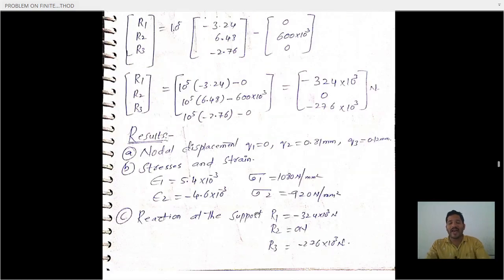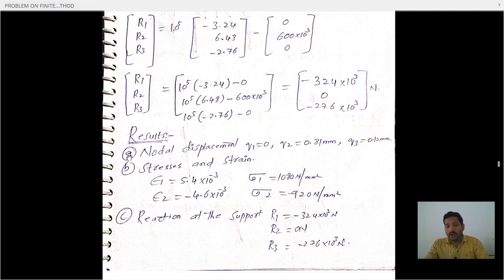So after getting the value, which one is first? Stresses sigma 1, E1, sigma 2, E2, as well as the nodal displacement values: q1 is 0, q2 is 0.81, q3 is 0.12 mm. So in the result, that is the most important for the external examiner, because if you do not represent this result, they may cut your marks. Based on that, he will give the full marks. Don't forget to represent it from the external examination point of view, I am telling you.